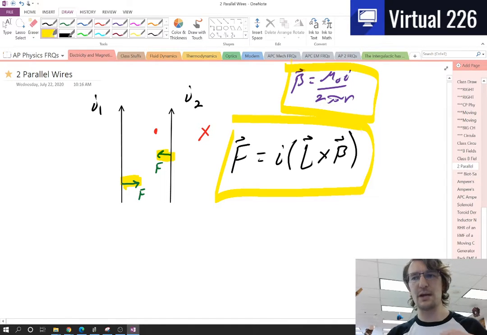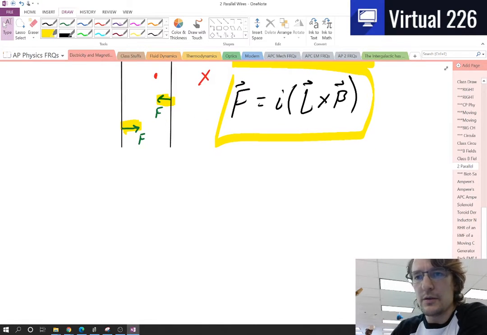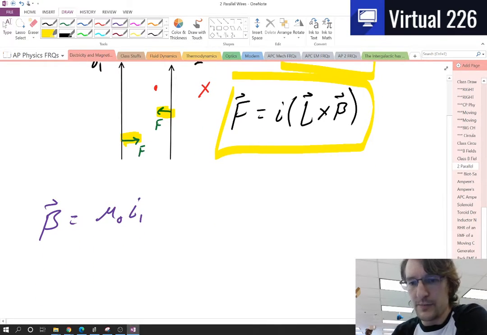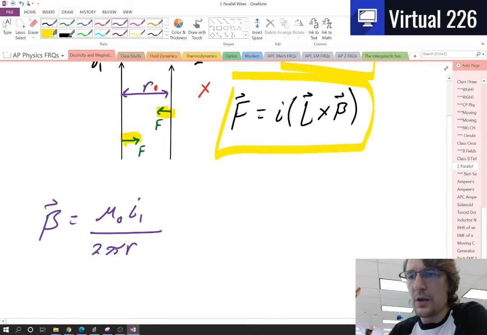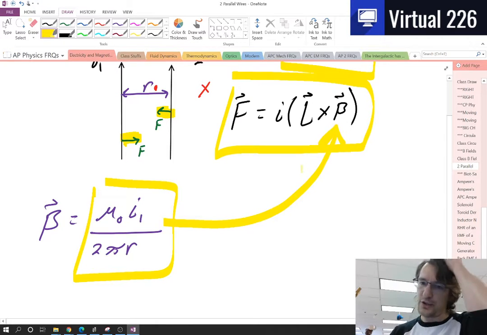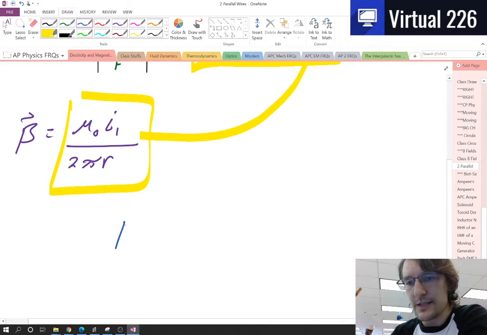So how can we combine these to make one mega equation? Here's how. If we start with Vid47, where I know the B field is equal to mu naught, and then this will be the B field created by wire 1. It's the B field created by wire 1 acting on wire 2. So it's mu naught I1 over 2 pi r, where r is the distance that these are separated by, right? Well, this B here is going to substitute into the other equation. Now, how is this going to look? Well, it's going to look like the force acting on these wires is going to equal I.